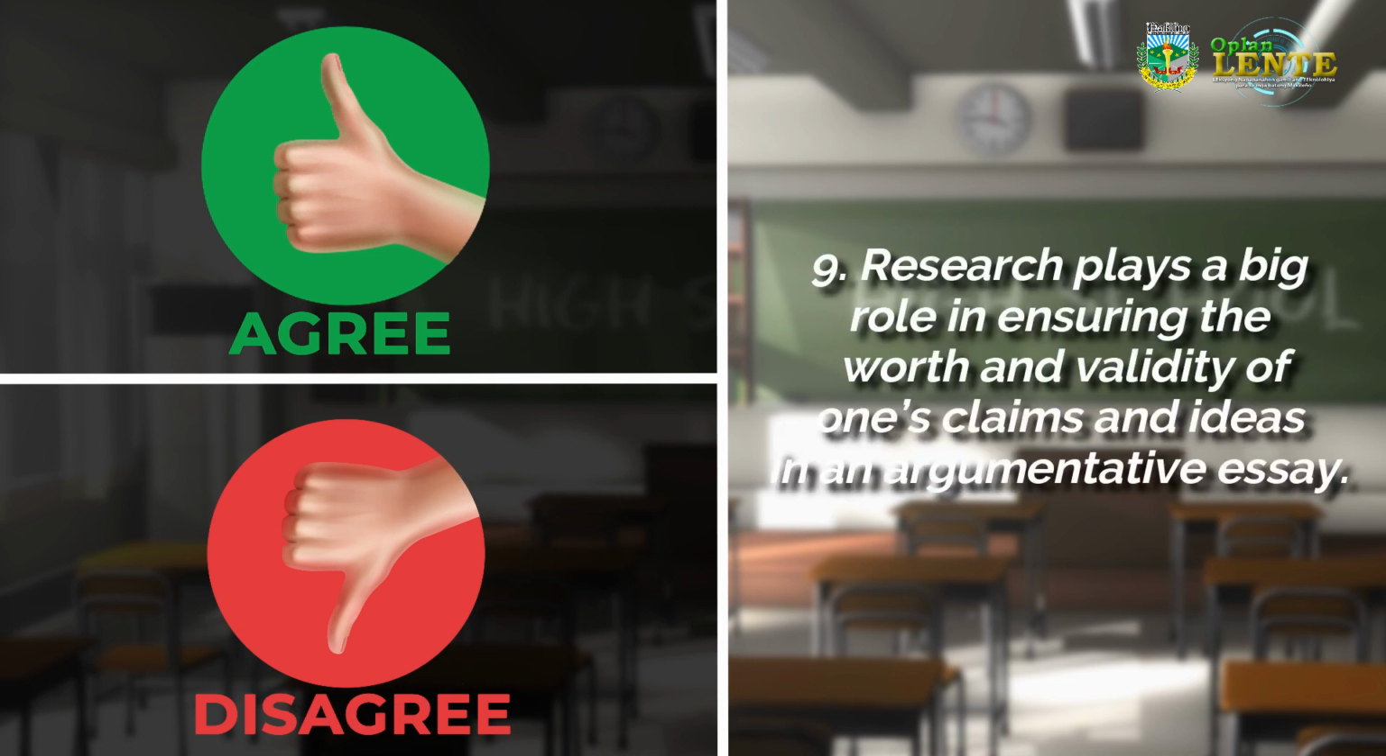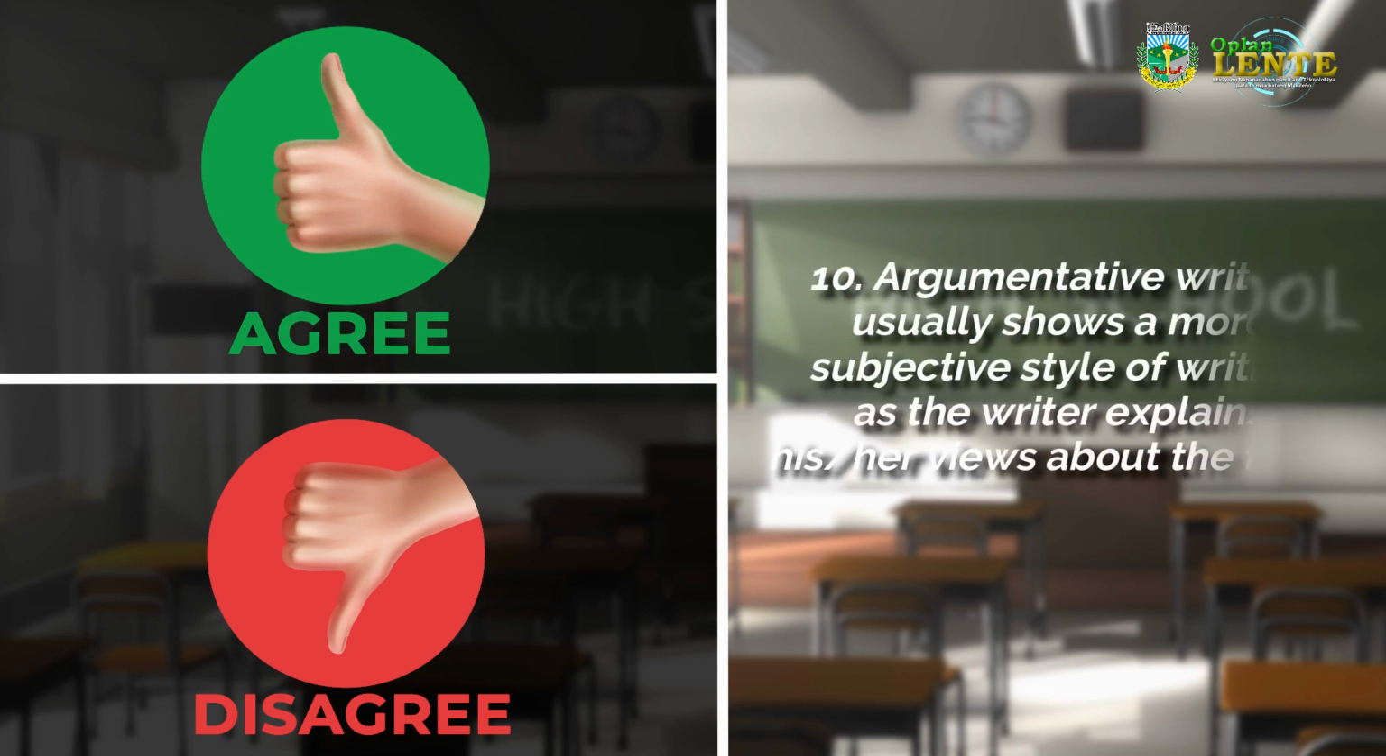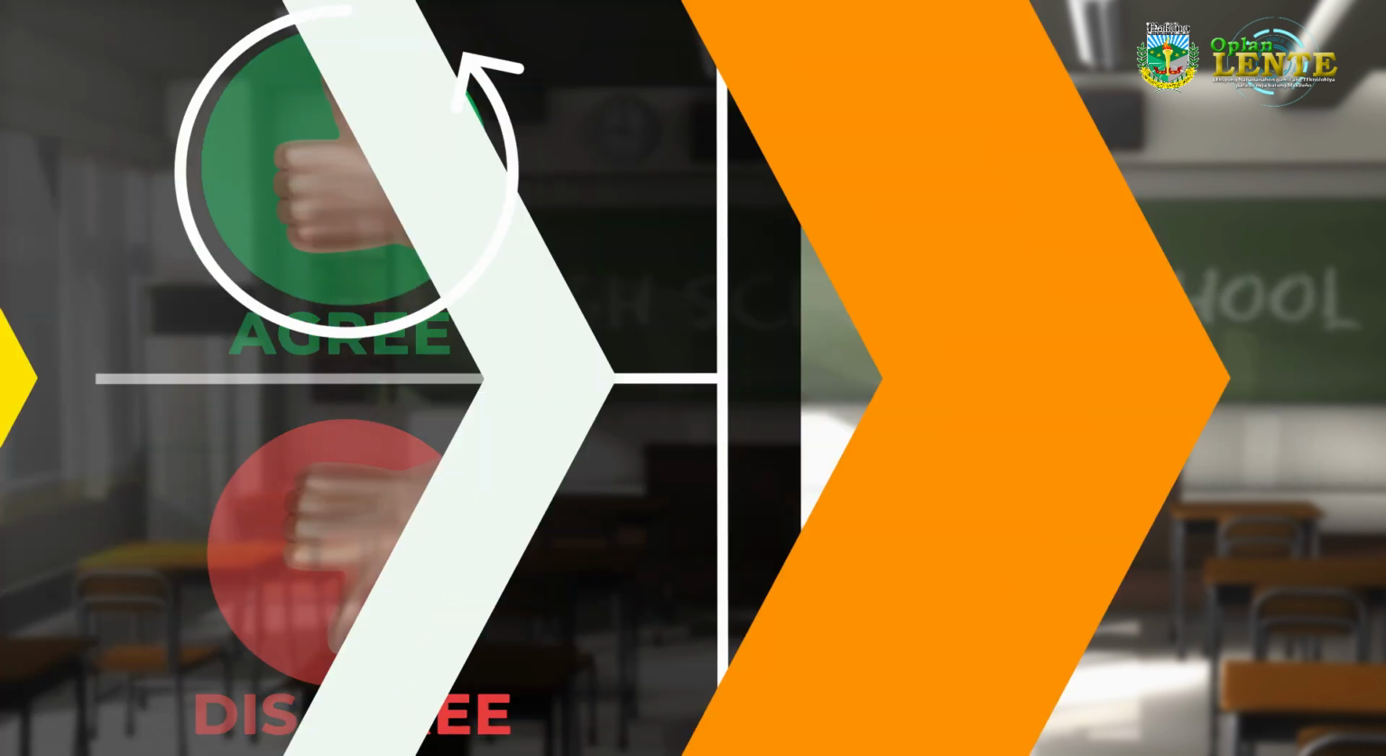Number 9. Research plays a big role in ensuring the worth and validity of one's claims and ideas in an argumentative essay. Do you agree or disagree? If your answer is agree, then you made the right choice. Number 10. Argumentative writing usually shows a more subjective style of writing as the writer explains her views about the topic. Do you agree or disagree? If your answer is agree, then you are right.